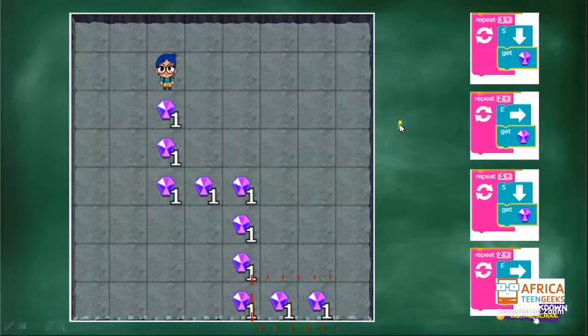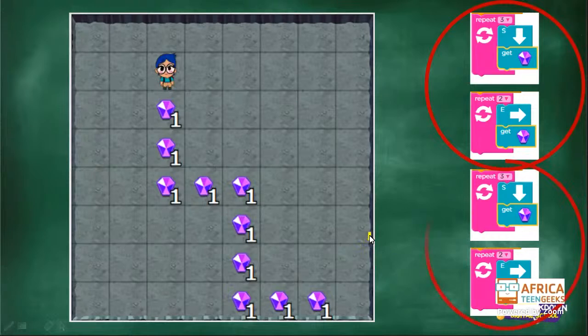These 2 together are the same as these two. Do you see that? Look there, repeat, repeat, east and get. This one, repeat 2, east and get, and this one also. So we see both of those are the same. So now it gets very tricky. So you have to concentrate very, very, very hard now, because we can put those blocks into another repeat block. So we can put repeat blocks into repeat blocks.